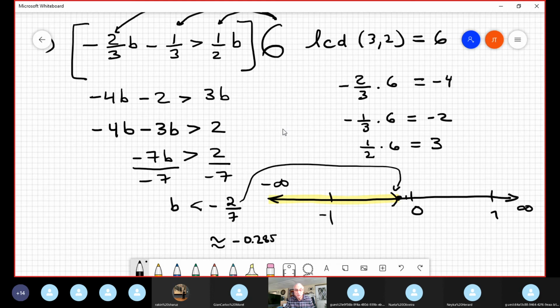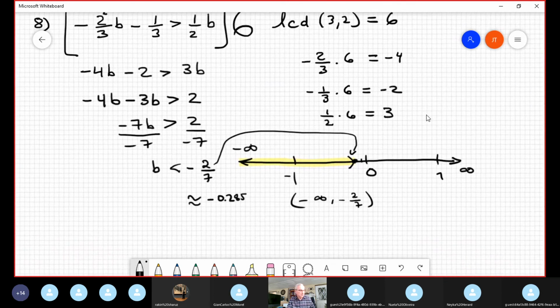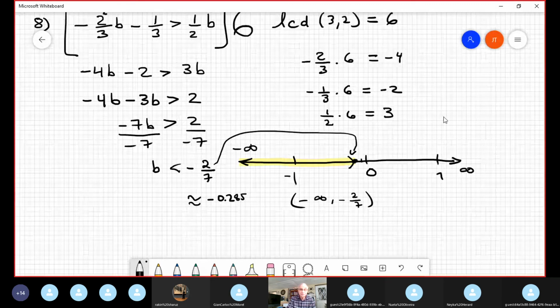The answer in interval notation is from negative infinity, comma, negative 2/7. Parentheses and parentheses. Something like that. Okay, one good recommendation when you have fractions and you want to visualize the graph is to convert to decimal, because decimal is more clear to see the position on the line. Okay?